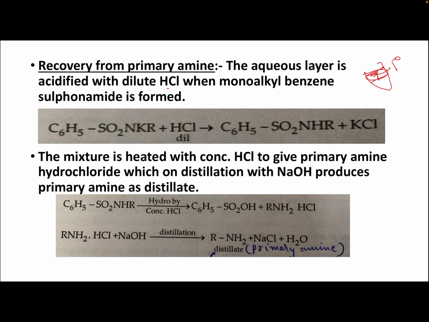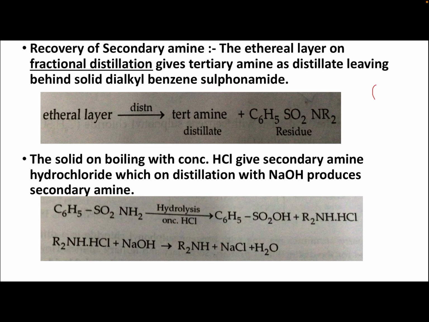You are seeing in the diagram: C6H5SO2, then it is reacted with concentrated HCl, giving C6H5SO2OH, and RNH2 plus HCl. Then RNH2.HCl with NaOH on distillation, we get the primary amine separated. In this way we can recover primary amine from the mixture of primary and secondary amine. Now the first layer, you know, is separated.